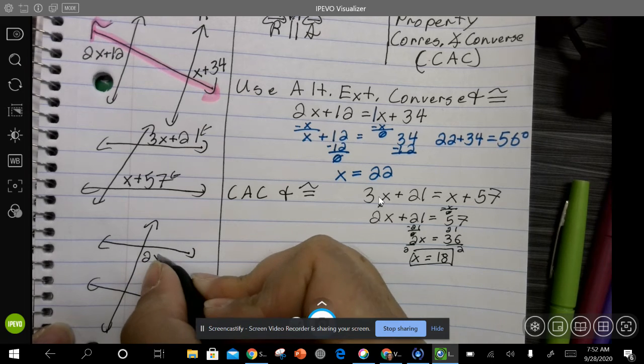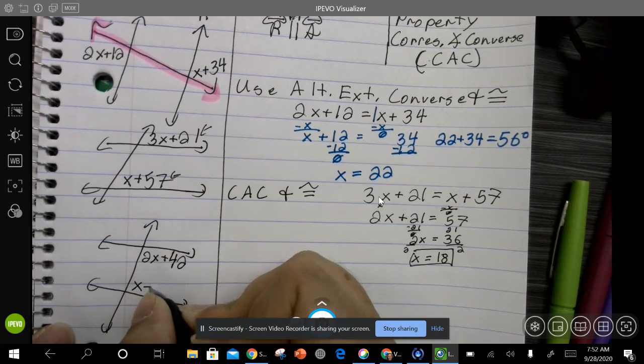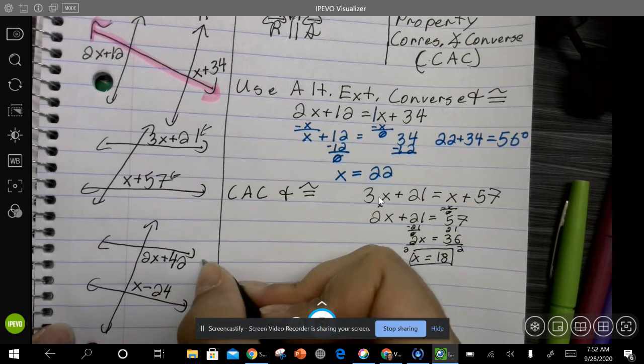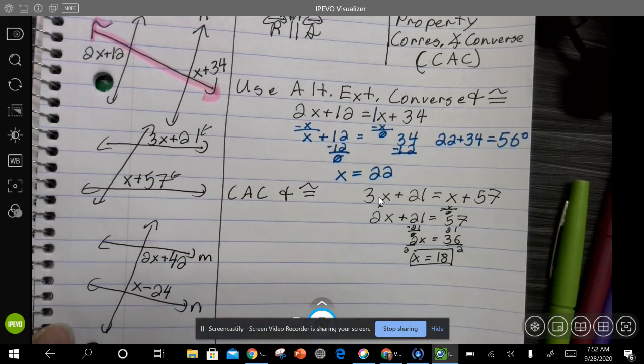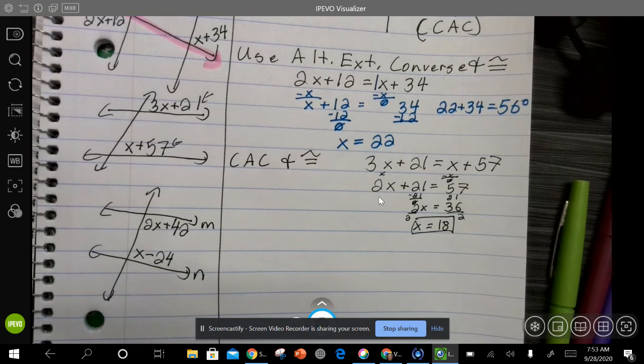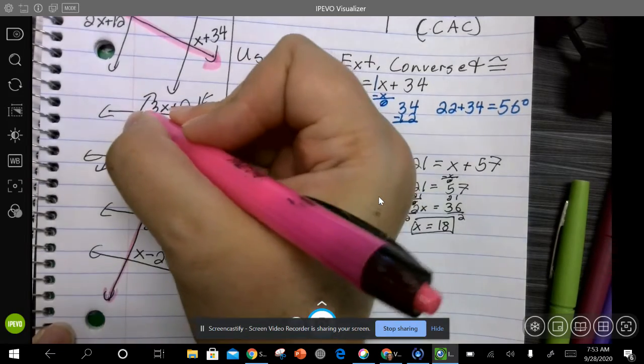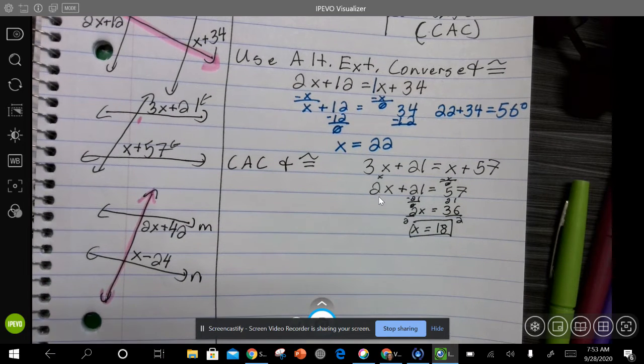So we had 2x plus 42, and x minus 24. Okay, so what if we had this one, everybody? Well, which converse would we use? They are on the same side of the transversal. So same side, okay, so same side inside. That means we're going to use our consecutive interior converse. Okay, so that's what I'm going to use.